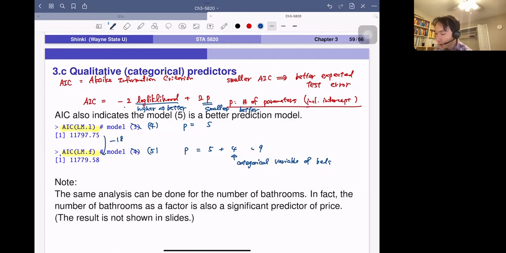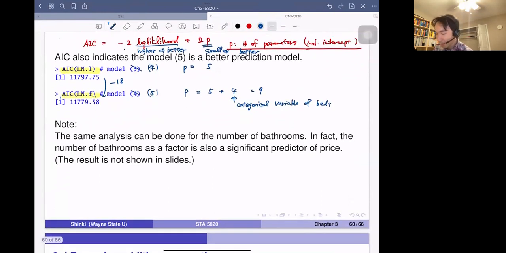Basically, we have a penalty of 2 in AIC when we increase one predictor. So 2 is a kind of the penalty for one predictor. If one variable is totally useless, but we include it in the model, then we have the penalty of 2. So AIC lowers by 18. That is a pretty large amount statistically. So model 5 is better than model 4.